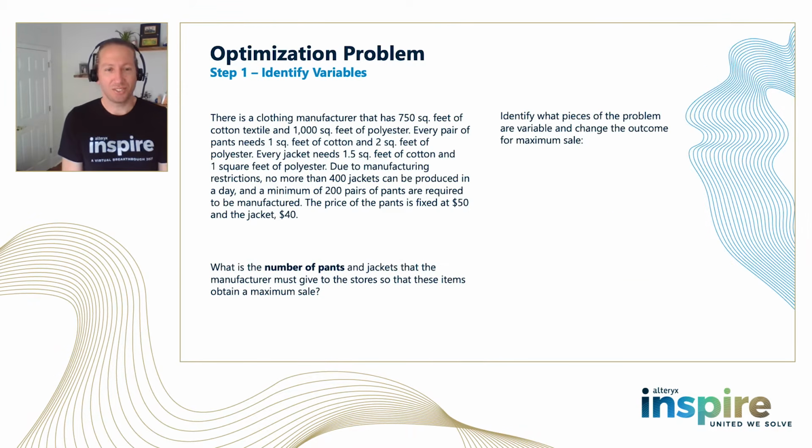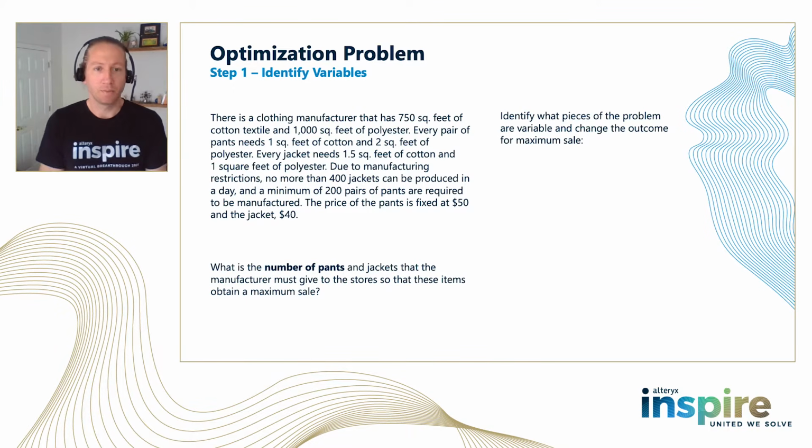Okay, let's step through this problem bit by bit. What you see on the top left, I just read that to you, so I'm not going to read it again. At the bottom, let's remind ourselves what we're doing here: what's the number of pants and jackets that we need to produce to maximize revenue? There are only those 2 variables that we can affect, the number of jackets we produce and the number of pants we produce.